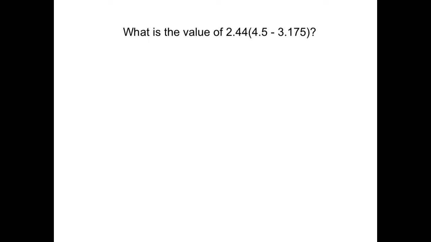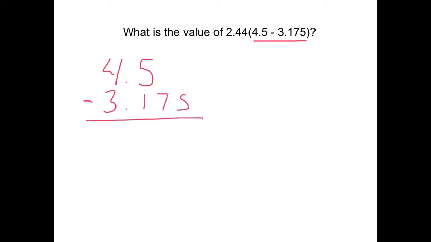Here's a tough one. We've got to use the order of operations. What is the value of 2 and 44 hundredths times the quantity of 4 and a half minus 3 and 175 thousandths? Order of operations says that I need to do the parentheses first. So I've got 4 and 5/10 minus 3 and 175 thousandths. I can't forget that there's nothing here, so I put zeros and then I subtract.